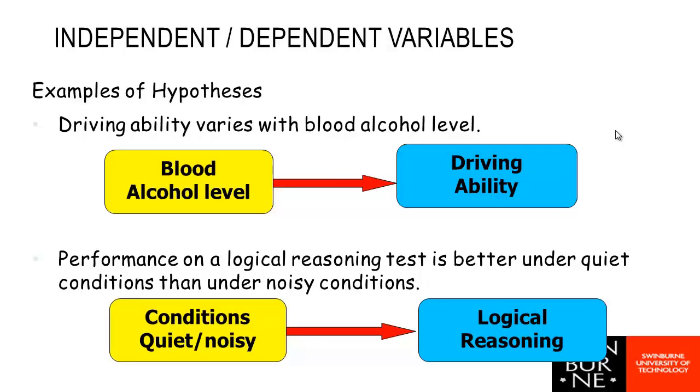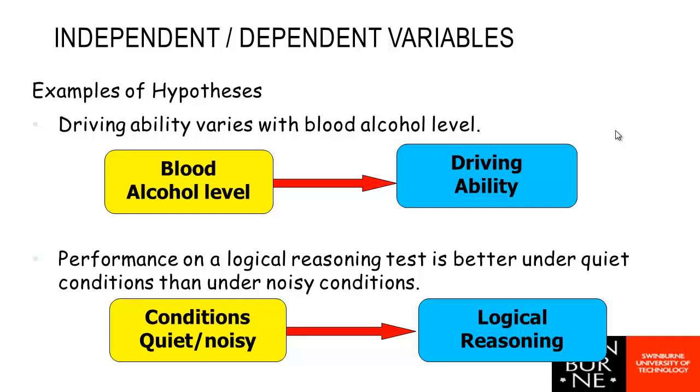So the first thing that we're going to look at is what we call independent variables and dependent variables. When we have a hypothesis, we will normally be looking at some sort of relationship between variables, and we want to have a way of being able to classify these. So we have what we call independent and dependent.